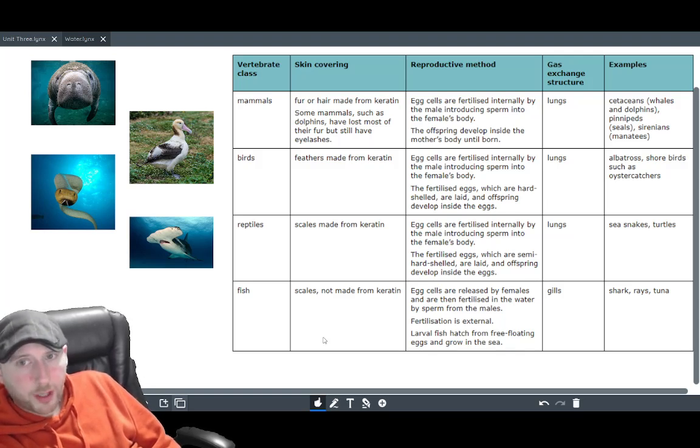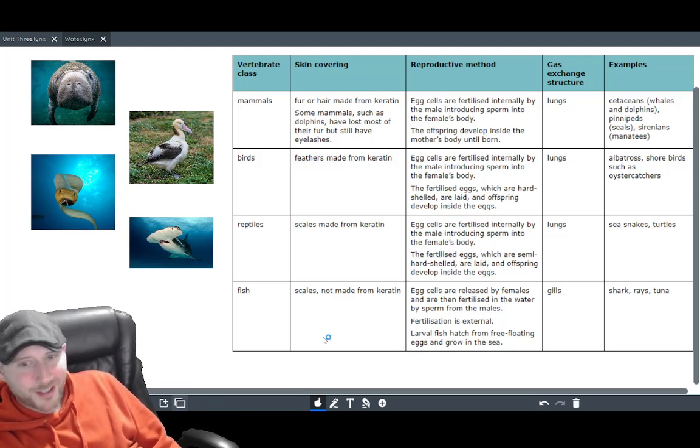Pretty neat, right? And then finally, we've got some examples here. The examples that we saw over the page. So whales and manatees and sea snakes and turtles and sharks and rays and tunas, all that kind of stuff. So there we go. So hopefully that makes sense.